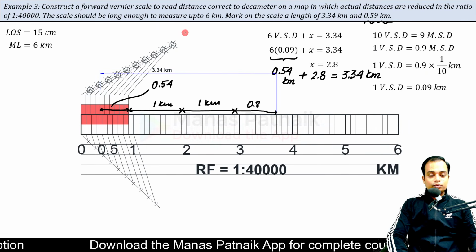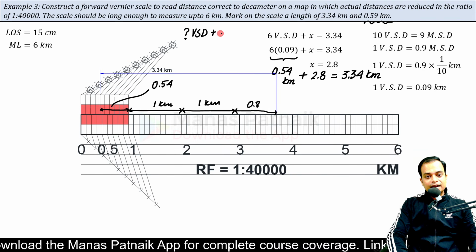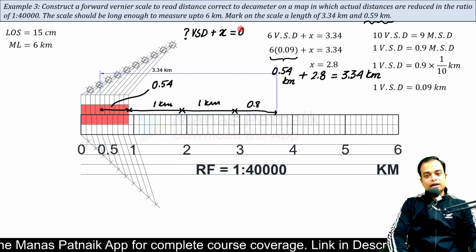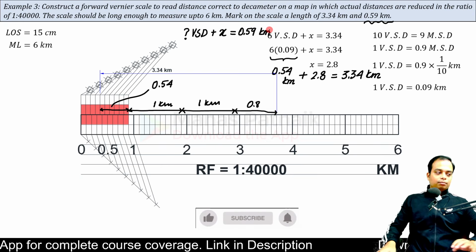Now I want all of you to tell me how many VSDs shall I add to x to get this value of 0.59 kilometer. Write down in the comment section below.